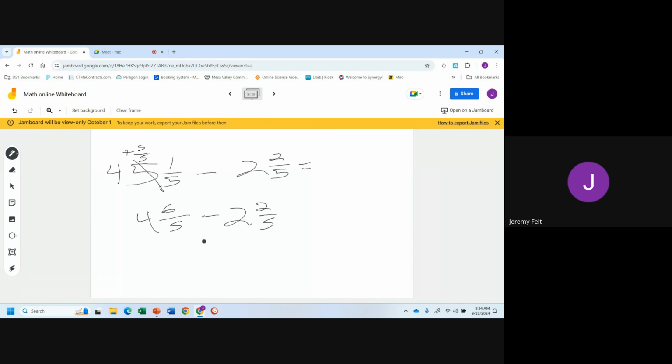Now we can go ahead and subtract. I know this is a mixed number with an improper fraction. It looks kind of funny, but we have to do that in order to subtract. So 6 minus 2 is 4, still over 5, because common denominators. And then our whole numbers are the next value to the left, so 4 minus 2 is 2. 2 and 4/5, can't reduce it down.